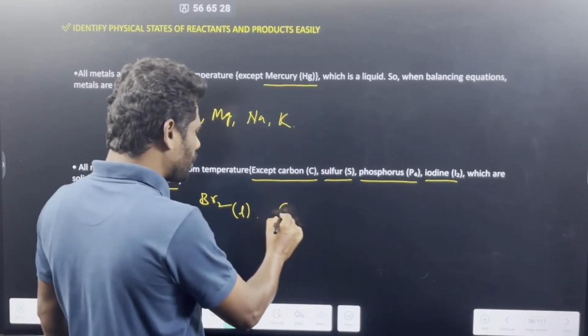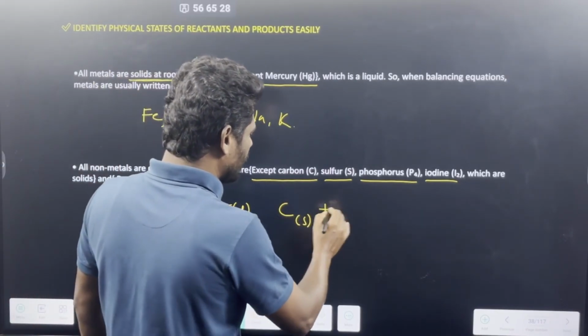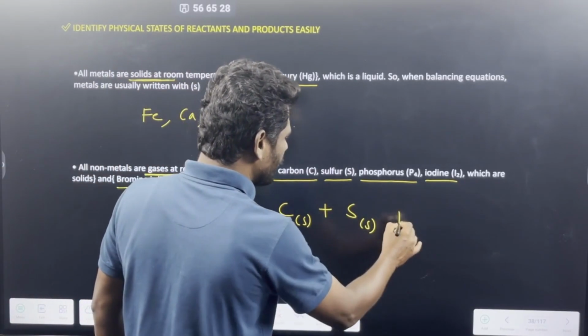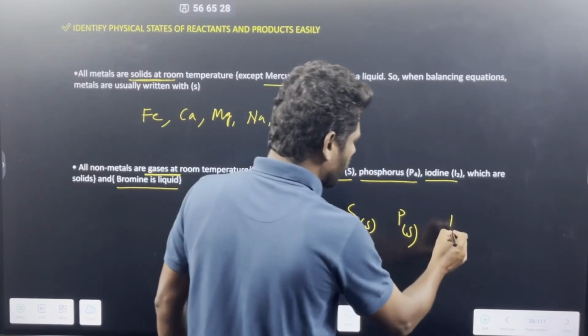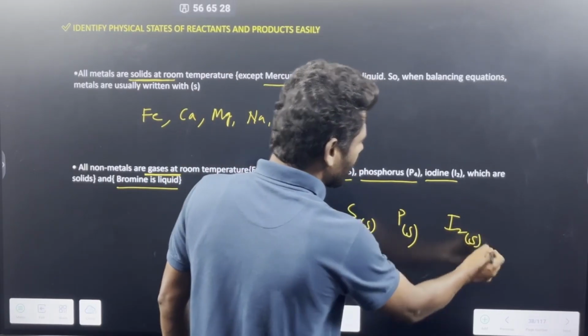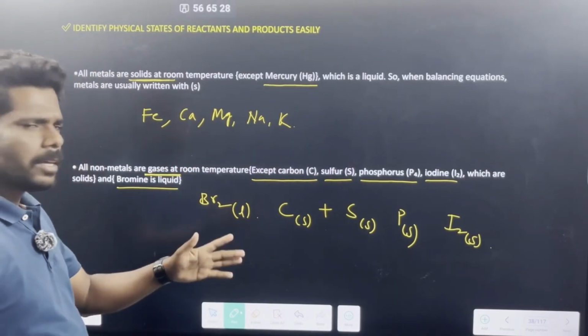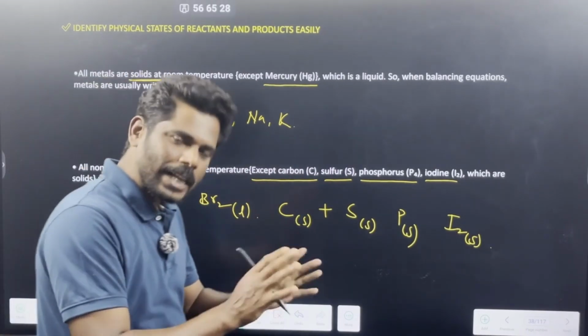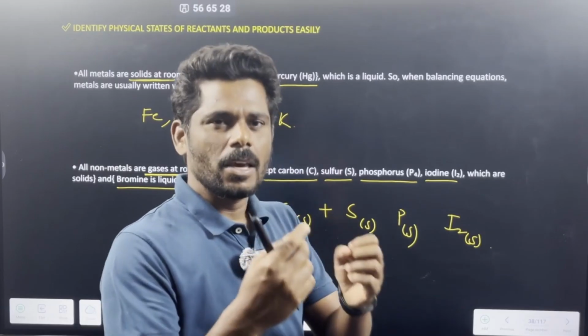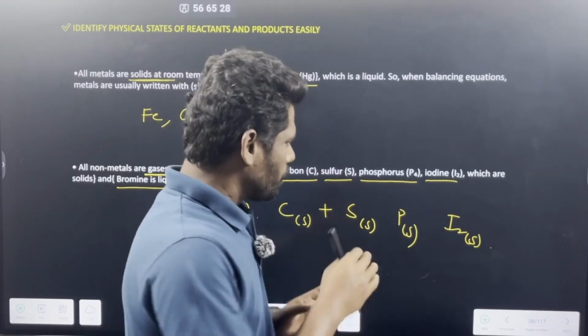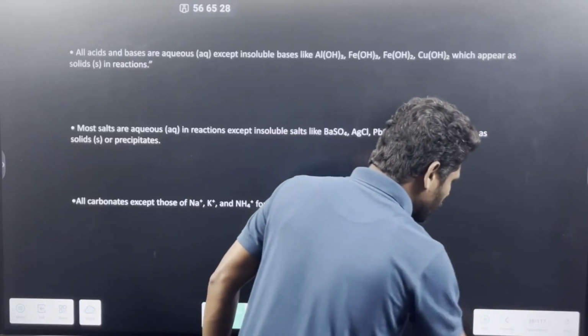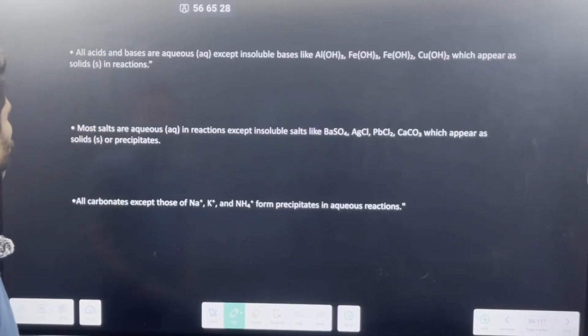If you see carbon alone, it should be solid. If you see sulfur, it should be solid. If you see phosphorus, it should be solid. If you see iodine, it should be solid. The remaining all non-metals are gases. So then what are those? Like oxygen gas, nitrogen gas, fluorine gas, chlorine gas. So these are the gases which come under non-metals.